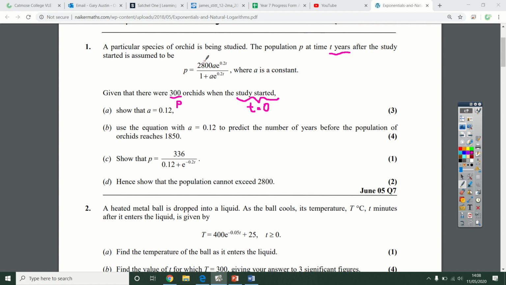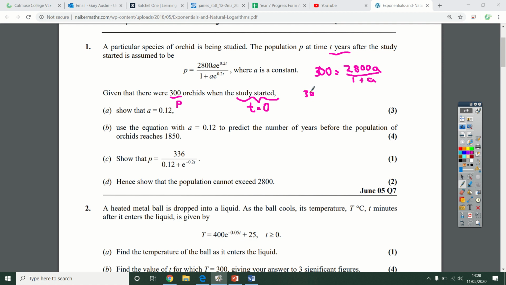Just need to put everything into it. Remember that e to the 0 makes 1, so you're going to end up with 300 is 2800a over 1 plus a. Again, the e's disappear because e to the 0 is 1. Then it's just standard stuff now. You can solve for a, multiply through on the denominator.